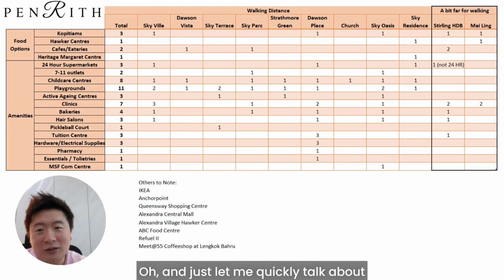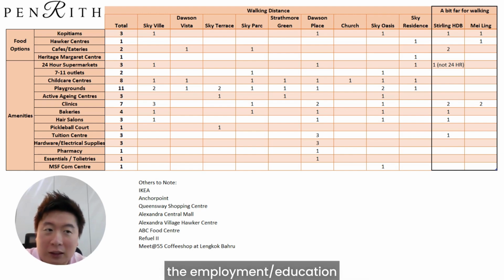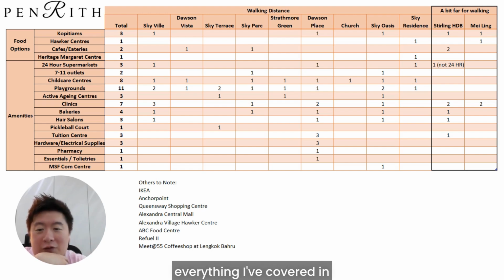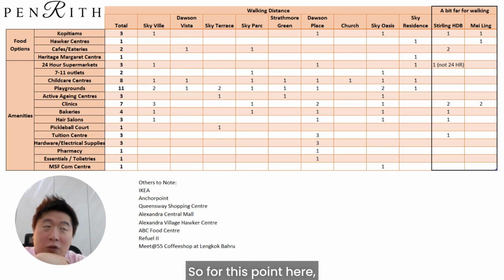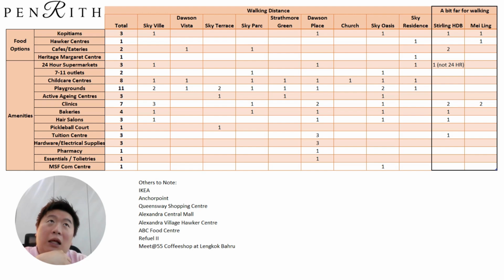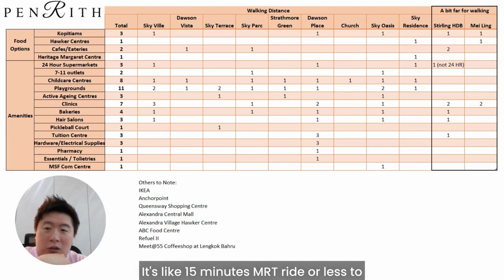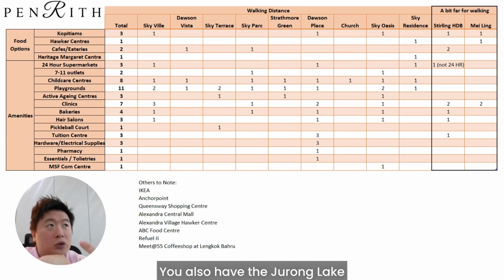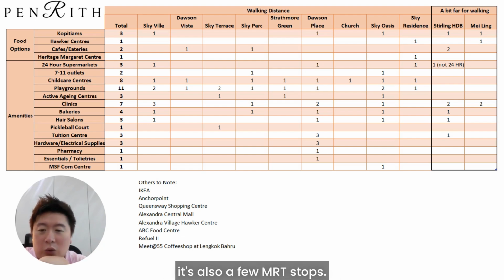Oh, and let me quickly talk about the employment and education cluster nodes that are nearby. Everything else I've covered in the framework other than this point. For this point, it's actually very straightforward. Queenstown is very well connected. It's less than a 15 minute MRT ride to the CBD. And then you have One North. You also have the Jurong Lake District, the JLD area, which is also a few MRT stops away. So very well connected.